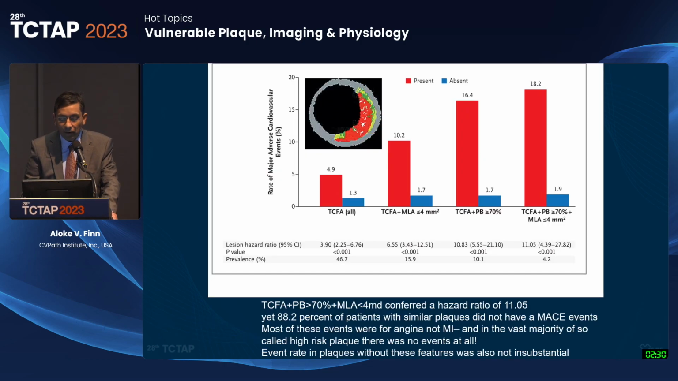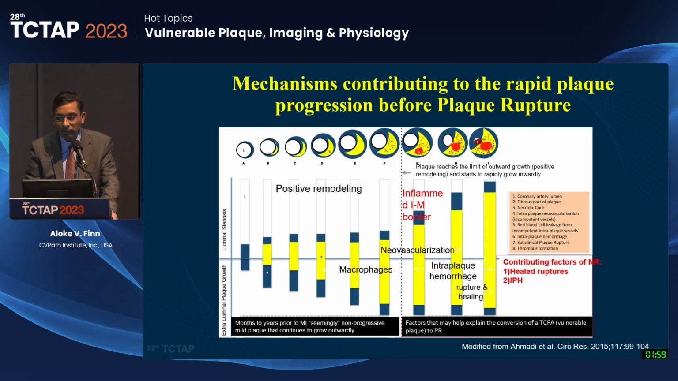Now, if we look at the PROSPECT trial, and I could go on with other trials as well, we know that there are certain factors or features of IVUS that link to future risk of events. The problem, of course, is that in this particular study, these factors were linked to increased risk of events, but in 88.2% of patients with similar plaques, they did not go on to have a MACE event. So the actual accuracy of this on a per patient basis is not high. And that's one of the problems with the vulnerable plaque paradigm. We really don't know who's going to have the event.